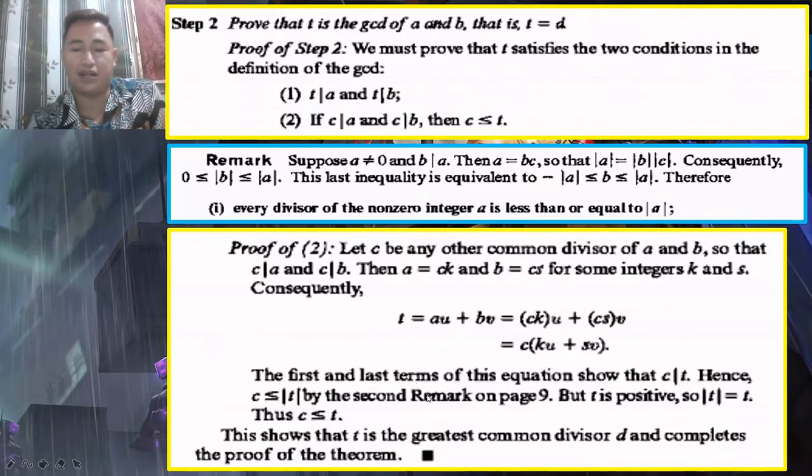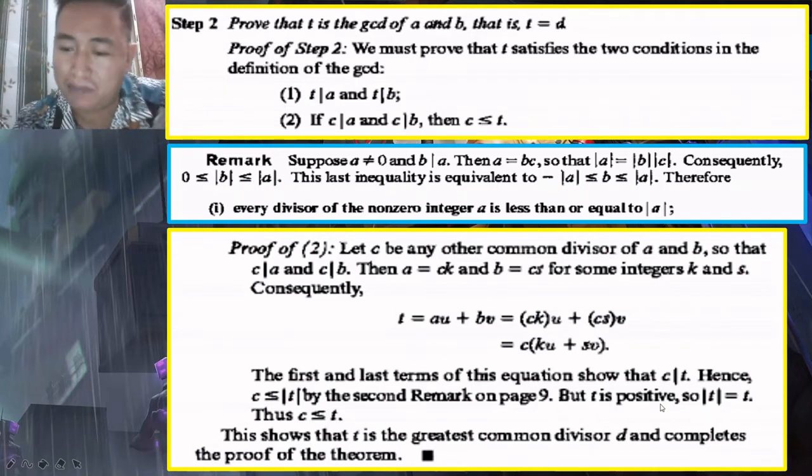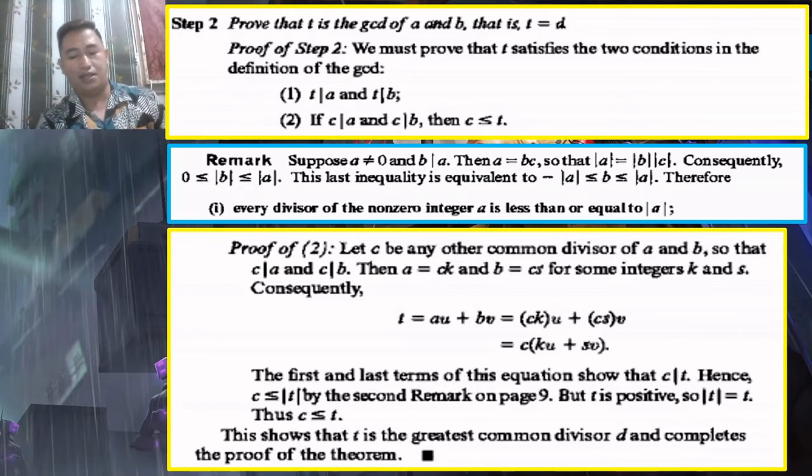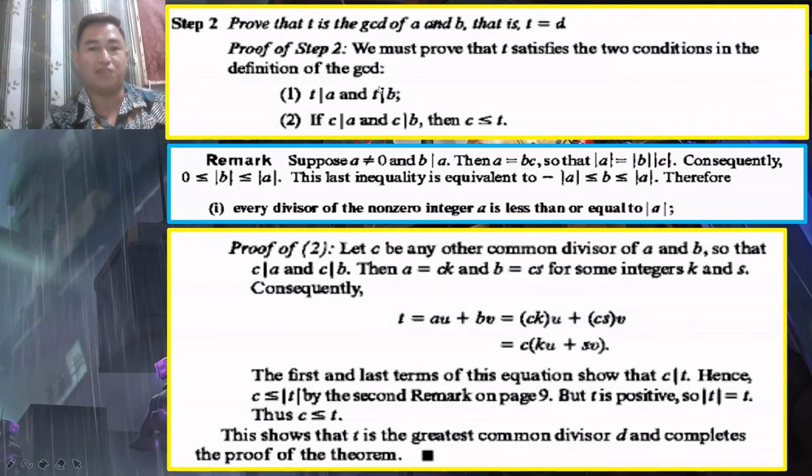We are using the remark again, the same remark used in part 1. So C is less than or equal to the absolute value of T. But T is positive, since T is the smallest positive element. So the absolute value of T is equal to T, because it cannot be negative. Thus, the absolute value of T is equal to T.